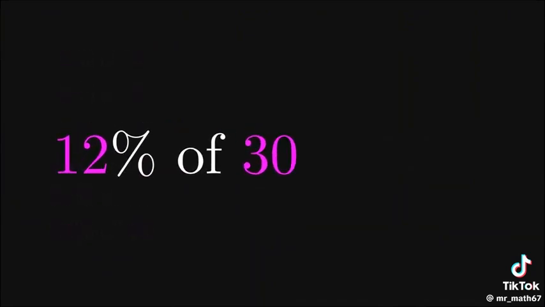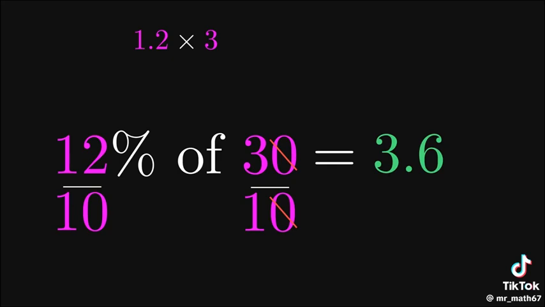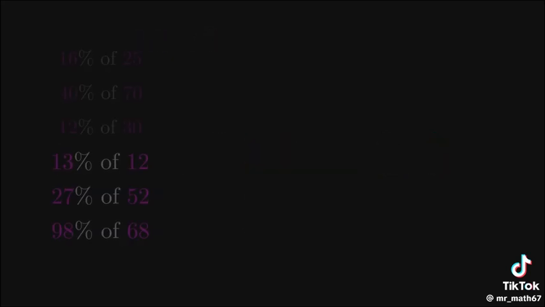Like 12% of 30, we can apply the same strategy here too. Divide both by 10, and it would be 1.2 times 3, which equals 3.6. But this actually gets trickier when both of the numbers are neither in tens nor fives.